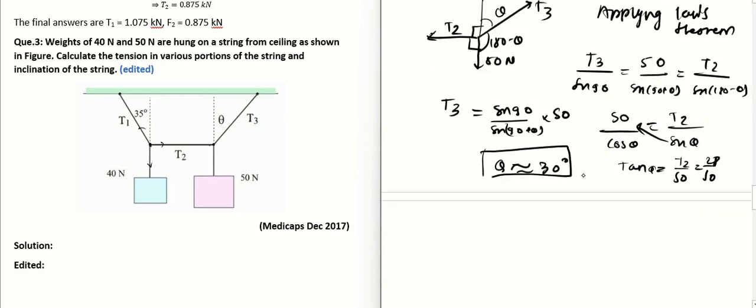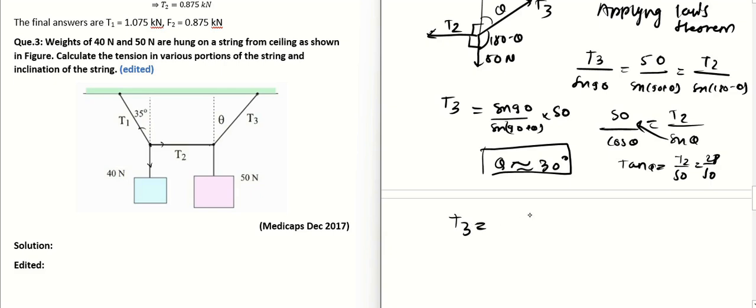So let us move further. We have T3 as sin 90, which is 1, divided by sin 90 plus theta, which is cos theta, and cos theta is nothing but cos of 30. So it will be cos of 30 into 50. We have cos 30 as root 3 by 2. So 50 divided by cos of 30 will be 57.735 Newton as your answer.